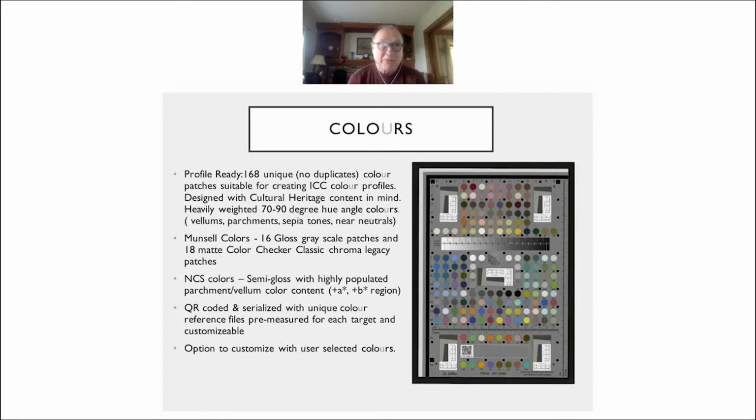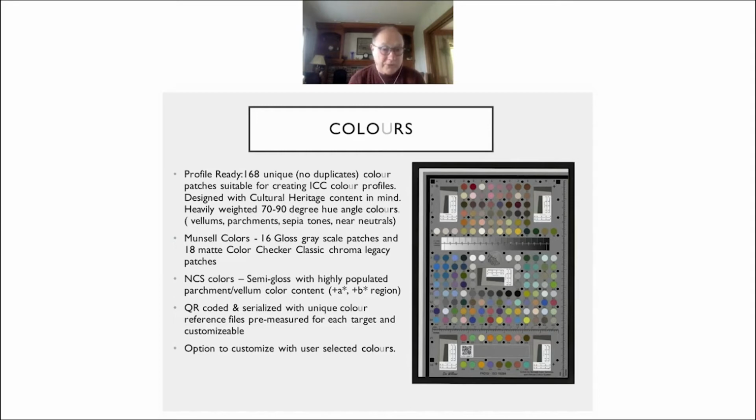This is what we call a profile ready target. There's 168 unique colors. I want to emphasize, no duplicates, no duplicates. These are all suitable for creating ICC color profiles out of the box. There's a concentration of cultural heritage content colors in mind, and the colors are heavily weighted in what they call the 70 to 90 degree hue angle. It's the browns, it's the yellows, it's the parchments, it's the vellums, it's the yellowed type documents and content.